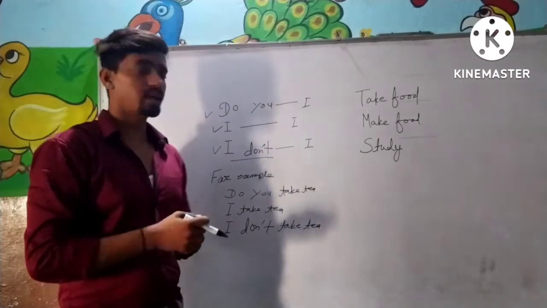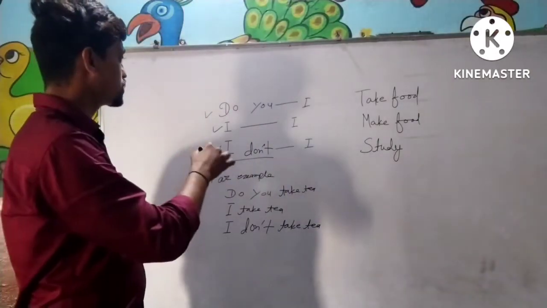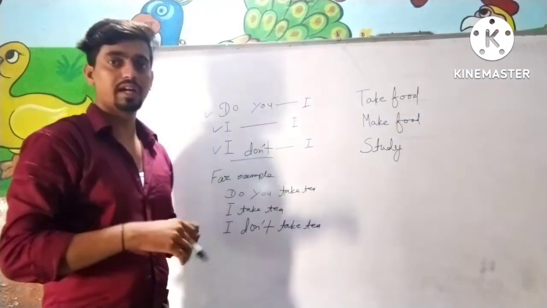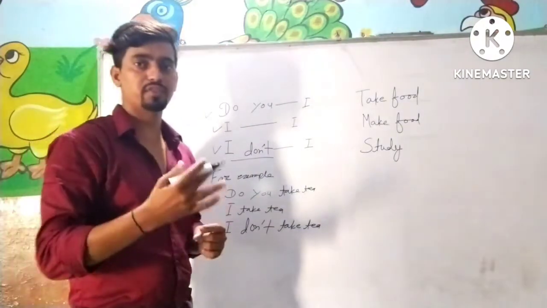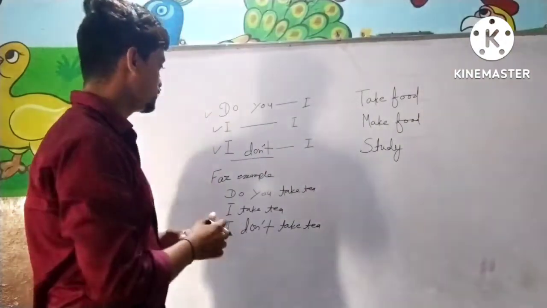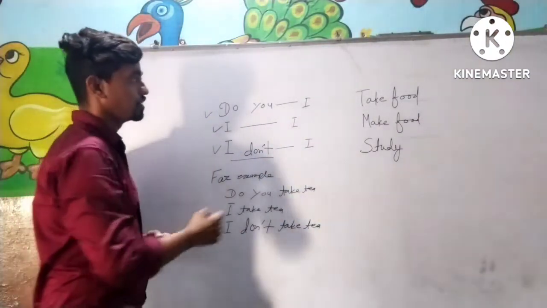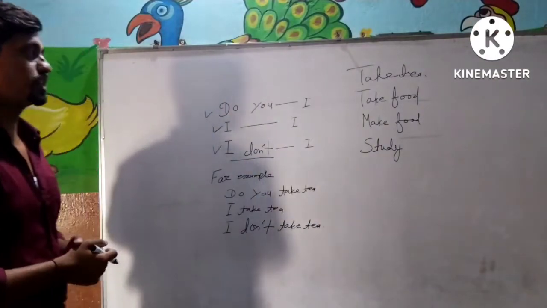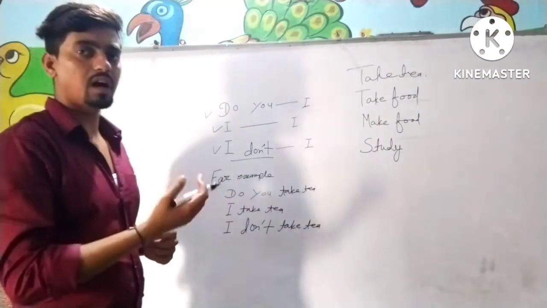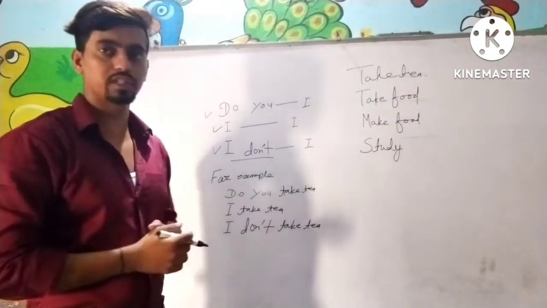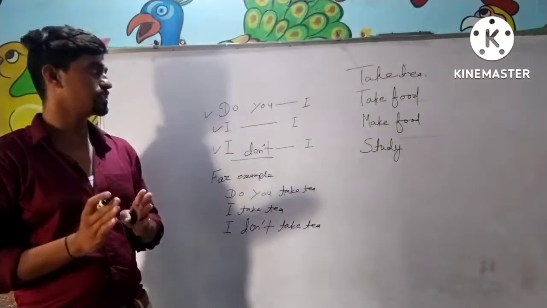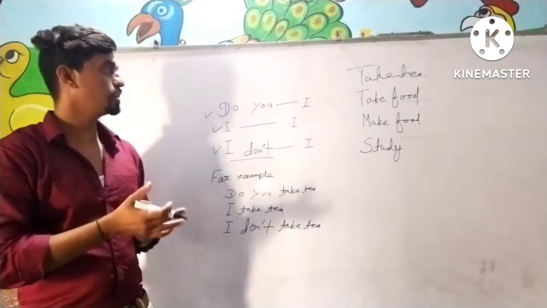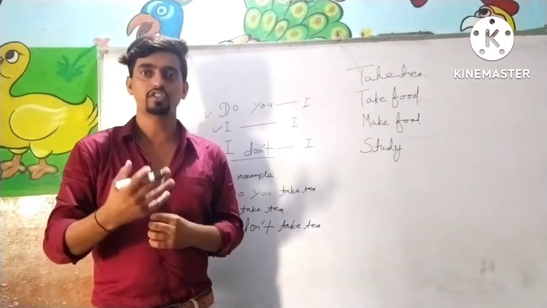Okay, everyone, I have told you about do, how to use it, where we use it, and when we use it. The first action is take tea. We will use the first form of action when asking the question, and we will say, do you take tea? And we will say, I take tea. And if we want to refuse, then we will say, I don't take tea.